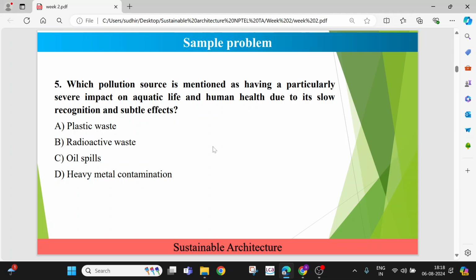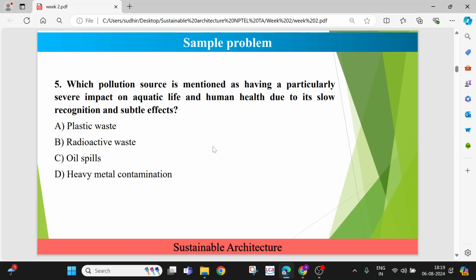Yeah, you are absolutely right. It is option number D, Elena, as she has mentioned. Option D is the right answer because this heavy metal contamination such as mercury often has subtle effects that take years or even decades to become apparent. This slow recognition can lead to severe long-term impacts on both aquatic life and human health, as it is mentioned in the question also.